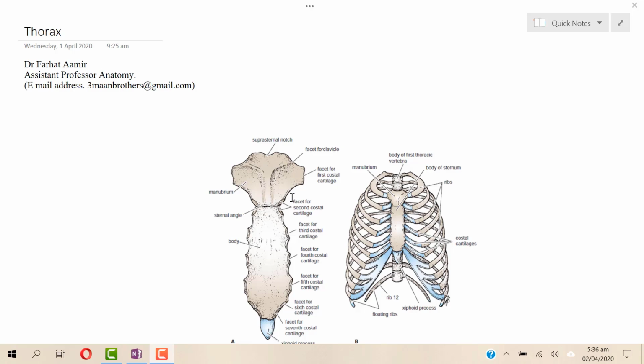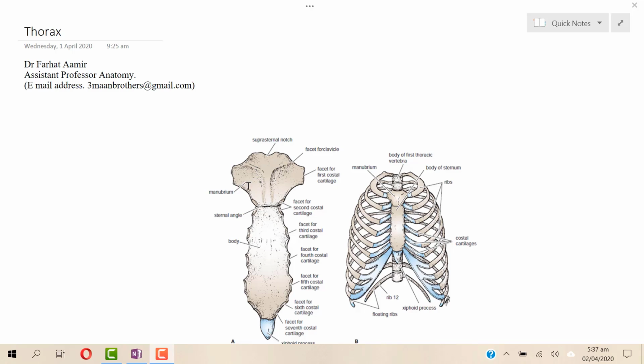So we will say that only on the manubrium there is a demi-facet. Why is it called a demi-facet? Because half of the facet goes over the body of the sternum, and it is articulating with half of the rib. That is why the word demi-facet is used. So manubrium will also give attachment to the upper part of the second costal cartilage.